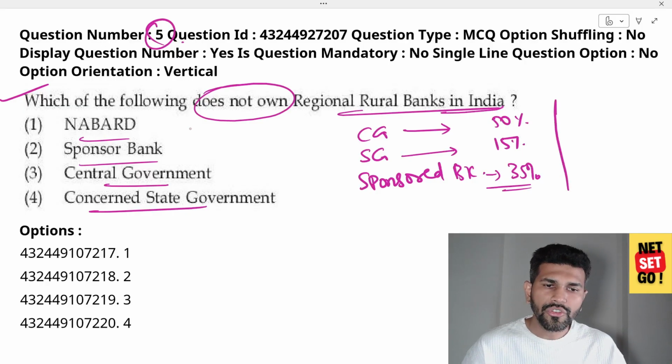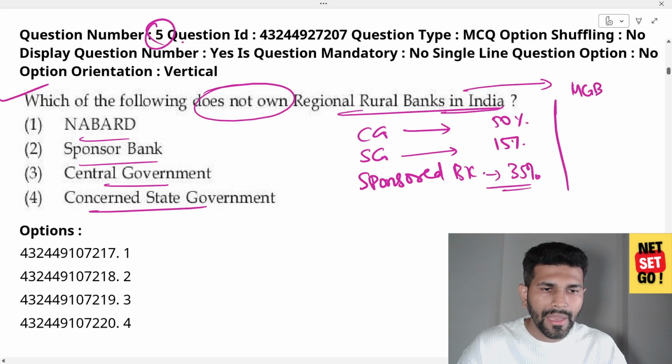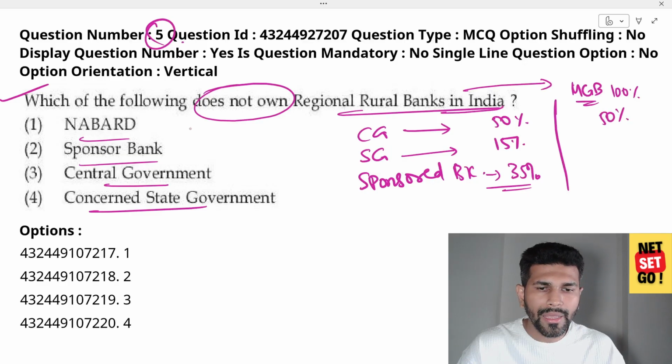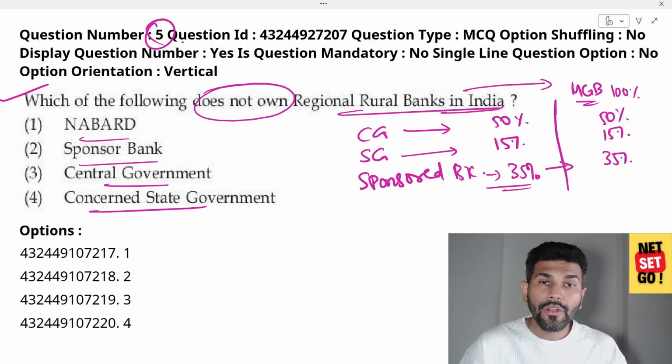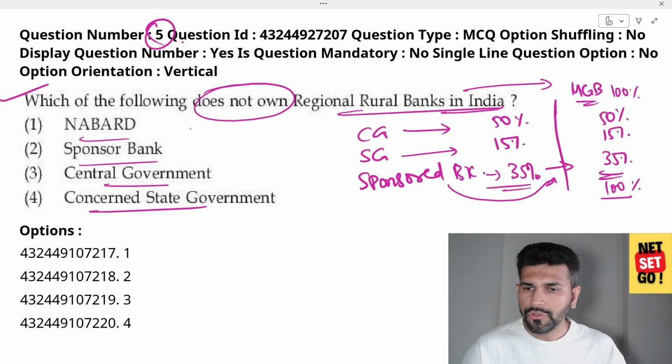For example, in case of Maharashtra, Maharashtra Gramin Bank is an RRB. Out of total funds, 50% is provided by central government, 15% by Maharashtra state government, and the remaining 35% by Bank of Maharashtra, the sponsored bank of the RRB. So this is how 100% of the fund is provided to RRB. So NABARD does not own RRB in India. Option 1 is the correct answer.